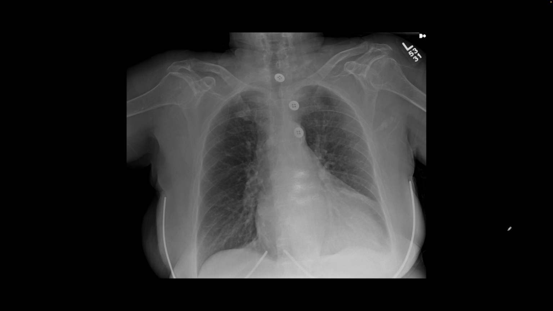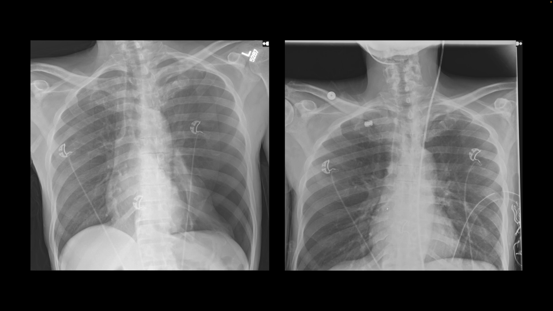Here is our next patient, and we're looking at their single frontal view of the chest. Cardiac silhouette is enlarged. There is mild perihilar vascular congestion, suggesting congestive cardiac failure. They may also have a small effusion on the left side as the costophrenic angle is blunted.